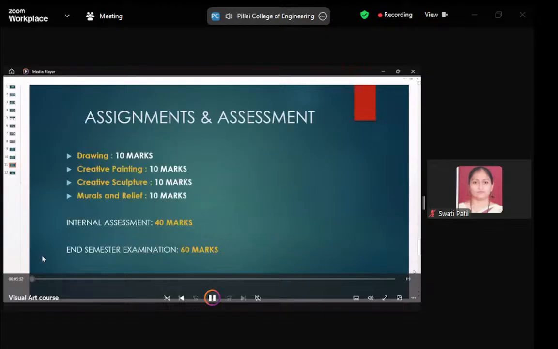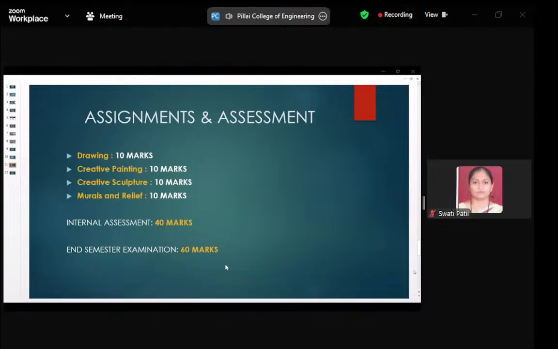Our assignments and assessment. First assignment, drawing. Second, creative painting. Third, creative sculpture. Fourth, murals and relief. Our internal assessment is a total of 40 marks and the end semester examination is a total of 60 marks.